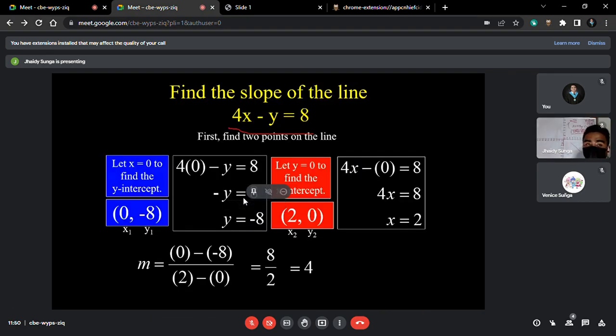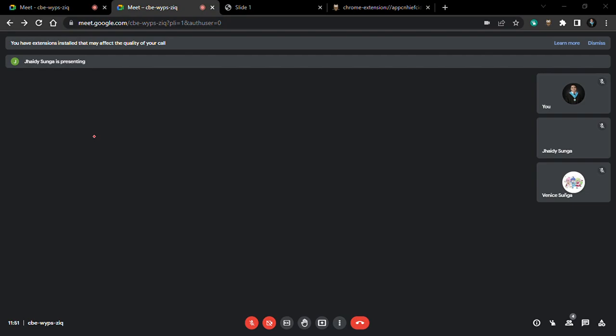So going back to my presentation. In this one, we are finding the slope of this line, before we go back to the thing that I discussed a while ago on my board. So we are to find the slope of this line. In finding the slope of the line, if we are given this equation, first things first is for you to find the y-intercept.